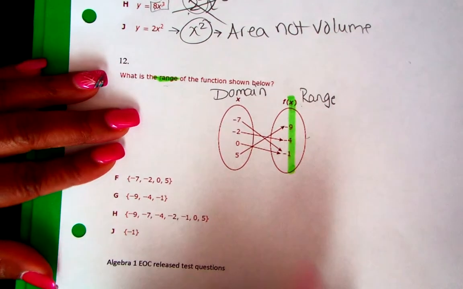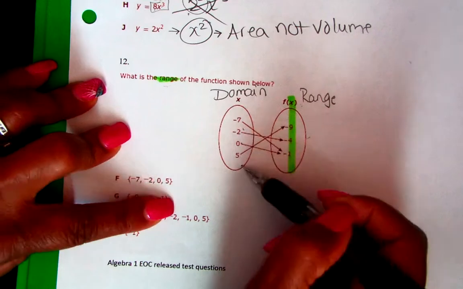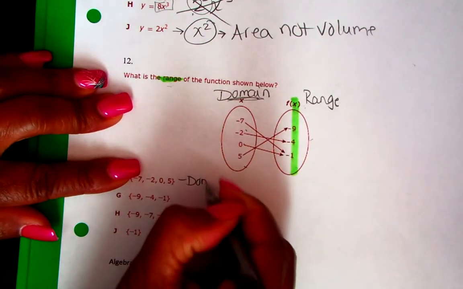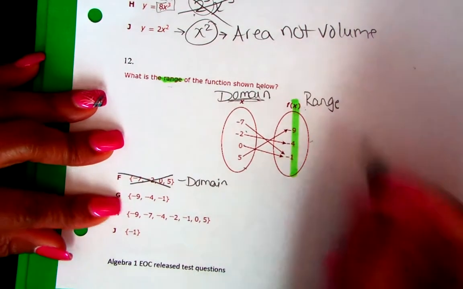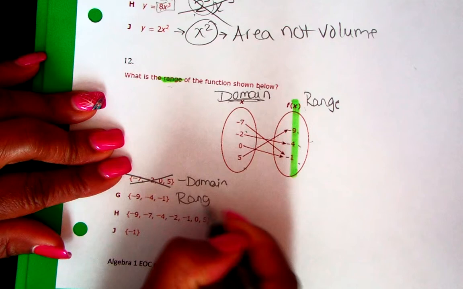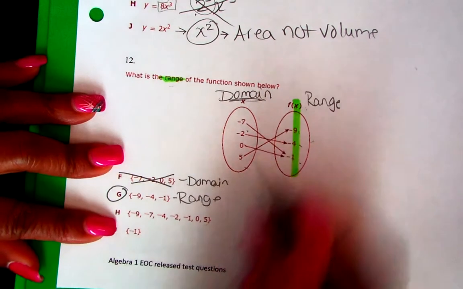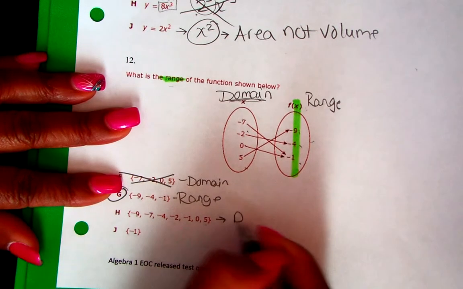Okay. So here we got -7, -2, 0, 5. That's the domain. I'm looking for the range. So that's the domain. They're trying to trick me. Then -9, -4, -1. This is the range. And that's what they asked me for. So I know it's going to be that. But I'm going to go all combined again. Negative. Oh, this is the domain and range.